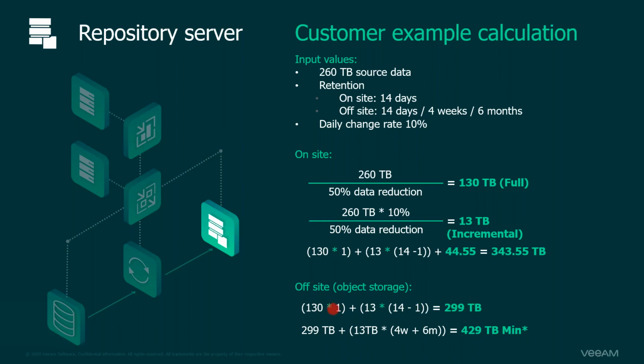So 299 terabytes for the 14 days, or our capacity days, and then our GFS. Right, we're going to be adding our GFS here to that 299. You can see I'm not using the full backup size here. I'm using 13 terabytes for each one of our weeklies. So 13 times 4 weeklies, 13 times 6 weeklies, plus our 299 terabytes tells us that we need a minimum of 429 terabytes in object storage. And I say minimum here because this incremental might end up being larger.